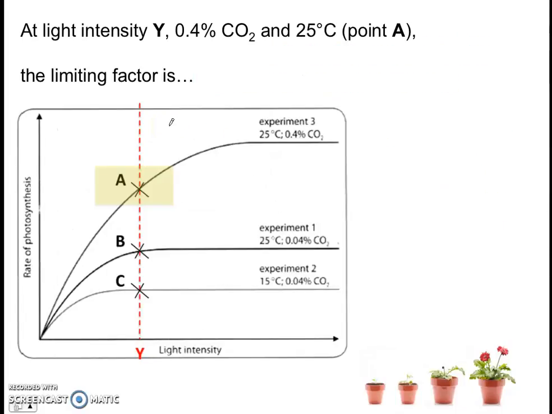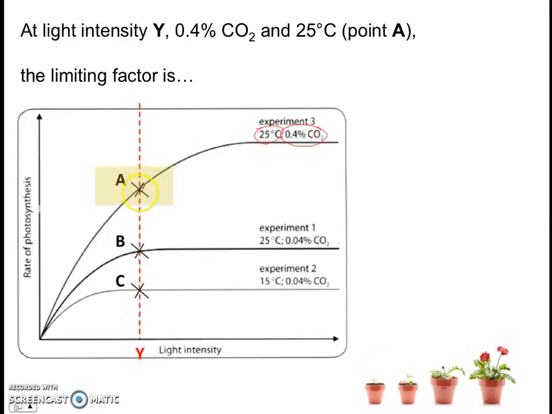Alright, and now we're going to look at this final example together. Okay, this is 3 curves in one graph. Right, so brace yourself. Have a look at the graph first. Try to make some sense of it, and I'll explain it in a while. So, what is the limiting factor at point A? The conditions at point A are this: 25 degrees Celsius, 0.4% carbon dioxide, and light intensity of Y.